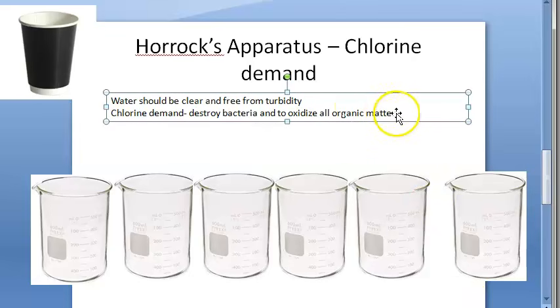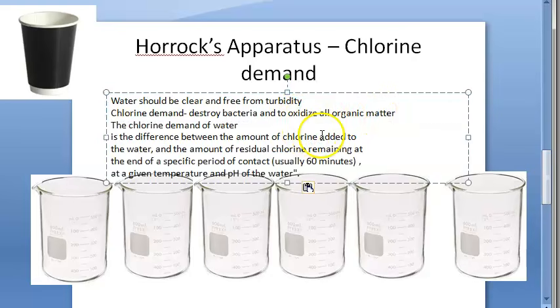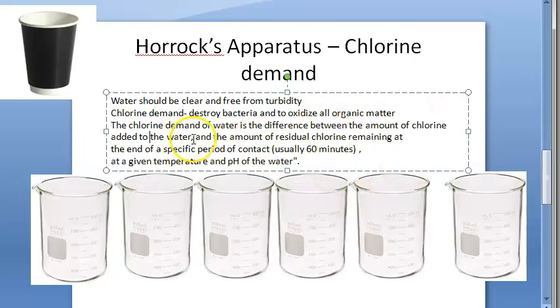Now let us look at the actual definition from the textbook for chlorine demand. The chlorine demand of water is the difference between the amount of chlorine added to the water and the amount of residual chlorine remaining at the end of the specific period of contact at the given temperature and pH of water. So basically, you will add some amount and finally some amount is left in the water. The difference between these two, that means how much actually got used to kill the bacteria and organic matter. That is the chlorine demand, okay? So that much is enough.